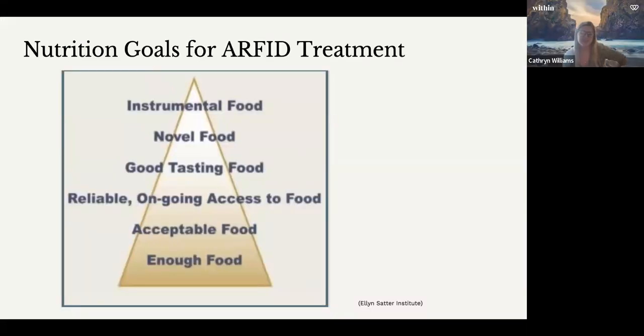So I really like this visual when it comes to nutrition goals. So essentially we want to start at the bottom of that pyramid and move our way up. Our main goal when we're first seeing clients is, are we getting enough food to support them in the malnutrition that they may be experiencing? And from there, working our way up the pyramid, ultimately getting to more of those instrumental foods, meaning foods that are also enjoyable, but also might be supporting our overall health.